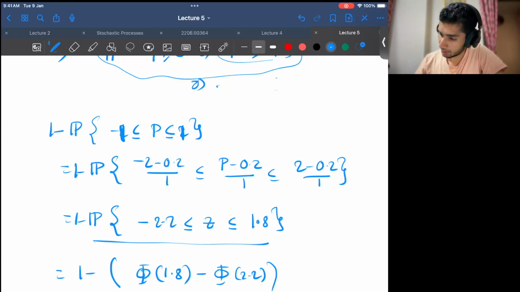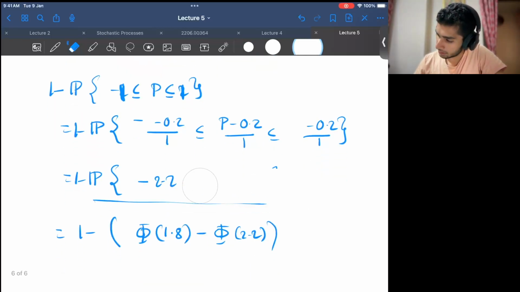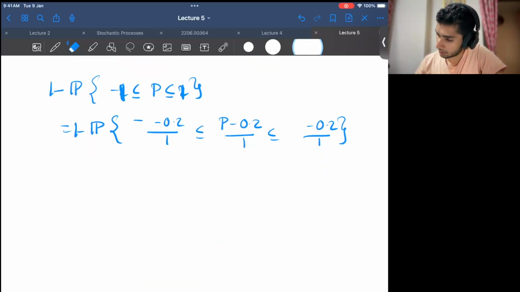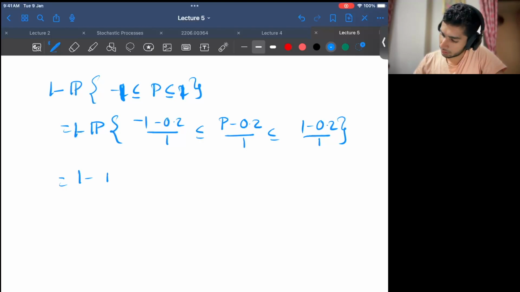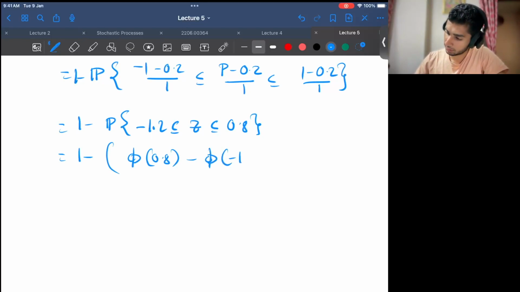Maybe I will just do this thing again. This entire thing will change. This is minus one, this is one. This is equal to one minus probability of 1 minus 1.2. This will become z, this will become 0.8, right? And this is 1 minus phi of 0.8 minus phi of minus 1.2.